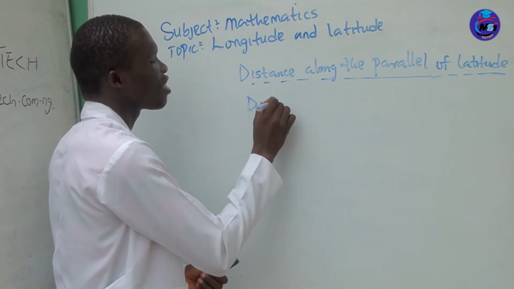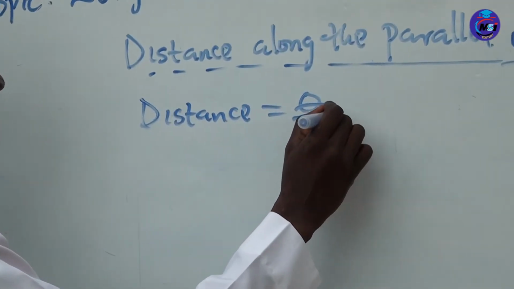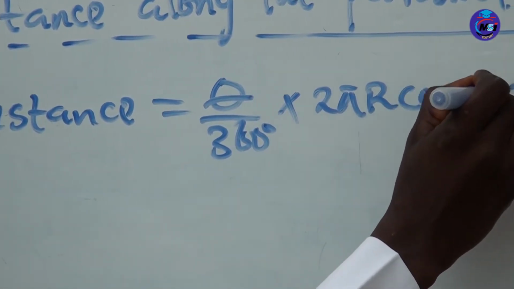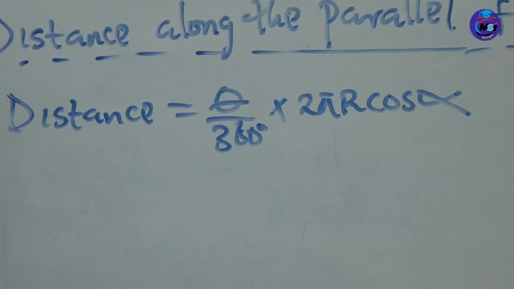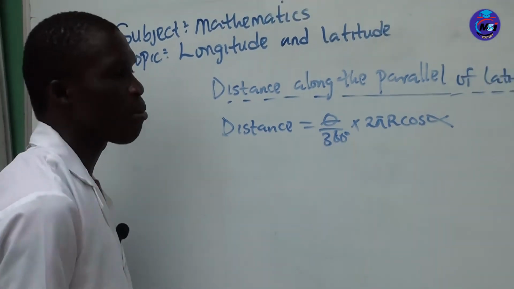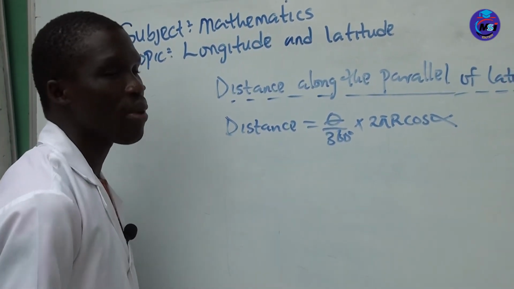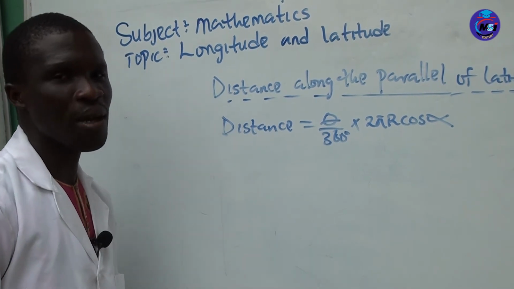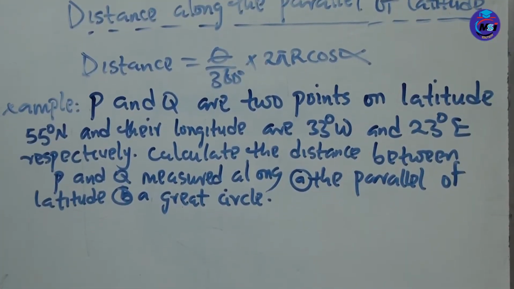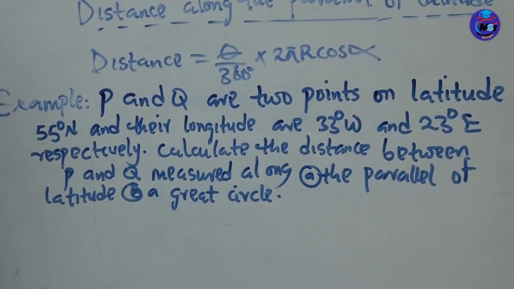The distance equals theta all over 360 times 2 pi r cos alpha. Okay, remember theta is the difference between the latitudes and cos alpha is talking about the angle along the parallel of latitude. So let's see this example, how we can apply this formula. Okay class, we want to look at how to apply this formula, distance along the parallel of latitude.